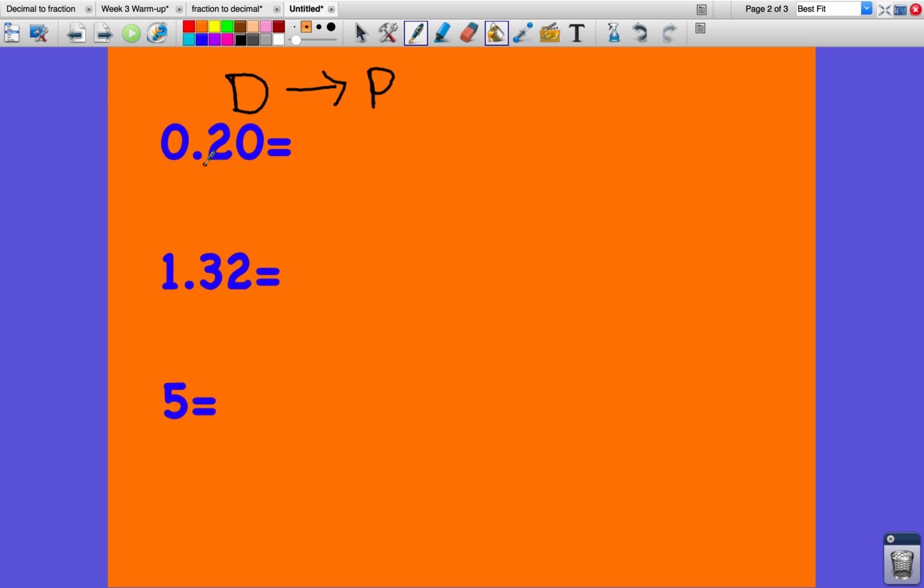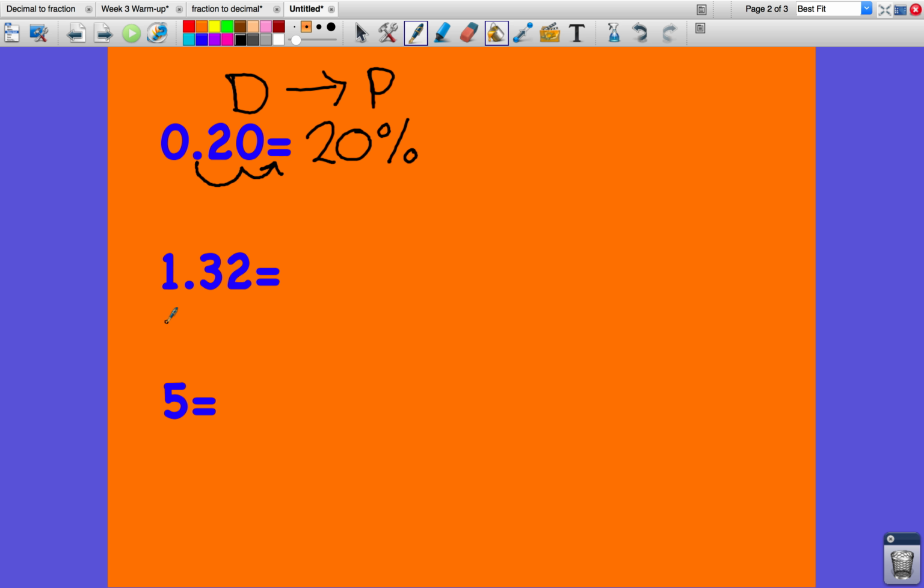So if I have 0.20 or 20 hundredths, I have to take my decimal and move it 2 spaces to the right, just like the Dr. Pepper. So I move it 2 spaces to the right and now I have 20%.